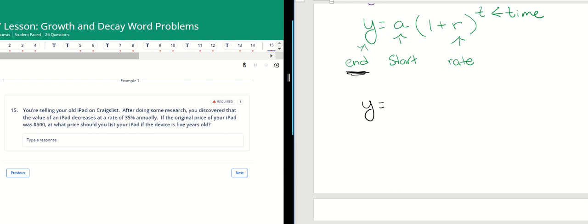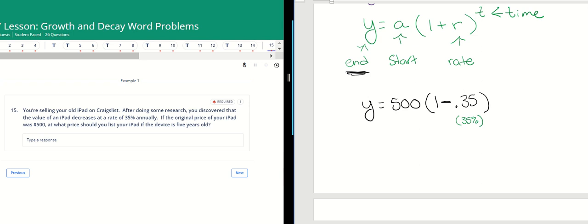But we do know what we're starting at. Our starting value of our iPad is $500. Now, we know that there is decay happening here. Specifically, it's happening at a rate of 35%. So we know that we need to subtract that value because whatever's in the parentheses needs to be less than 1 to show we're getting smaller. So we're going to subtract 0.35 because that is 35%. We just wrote it as a decimal, so it'll work with our formula.